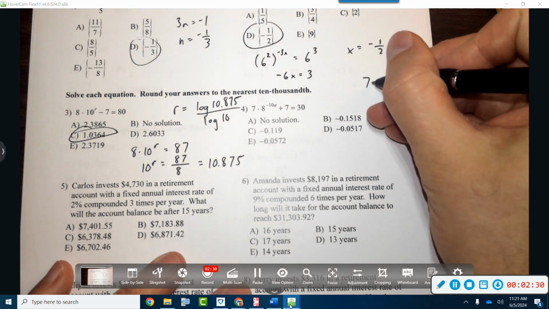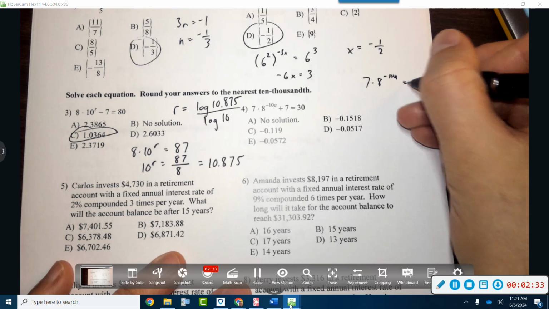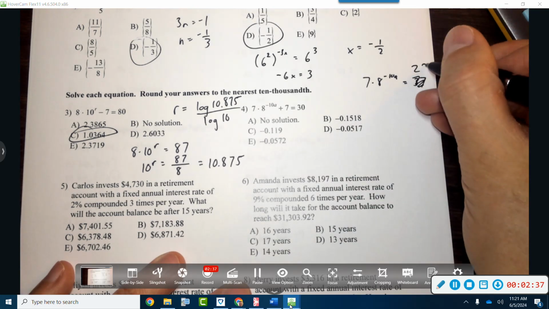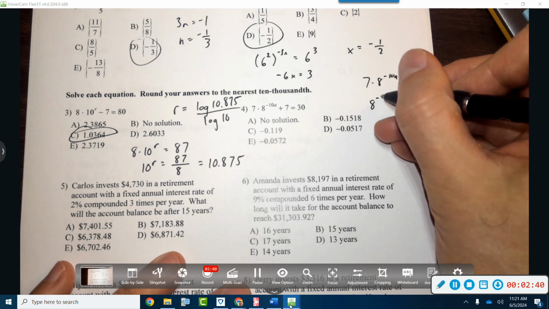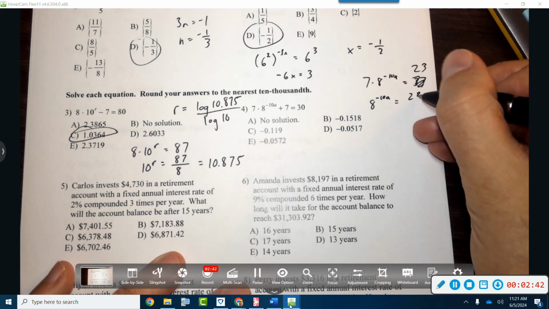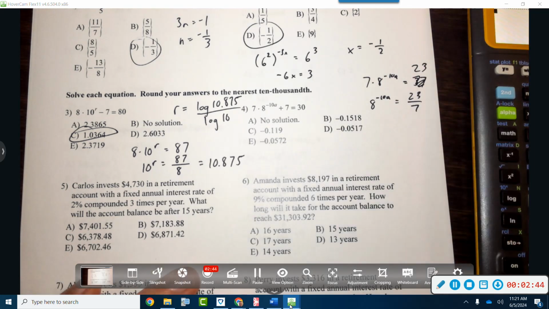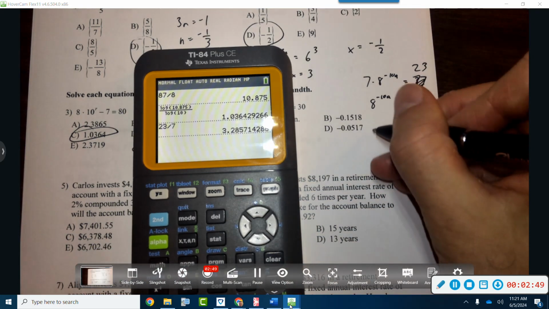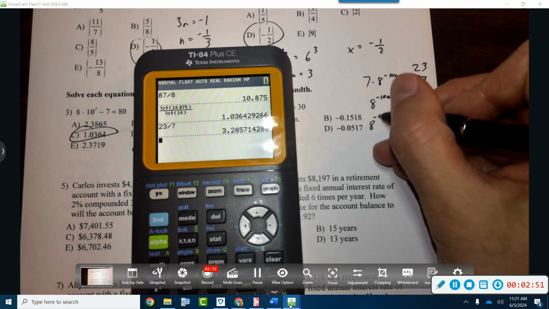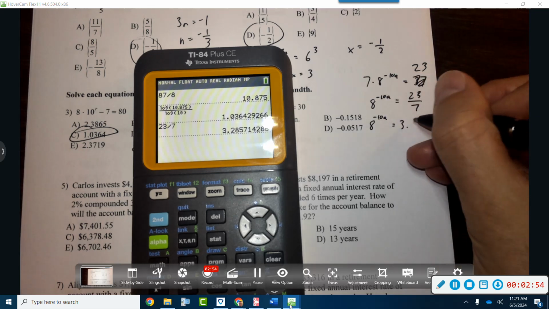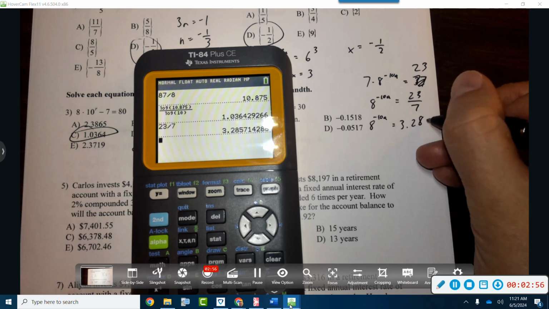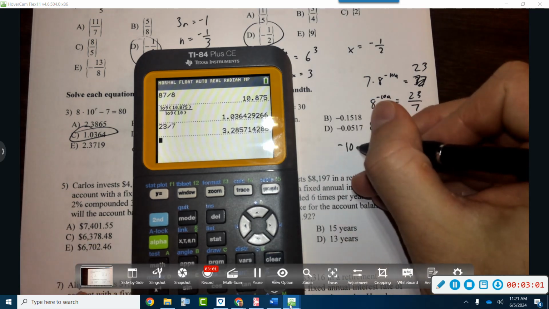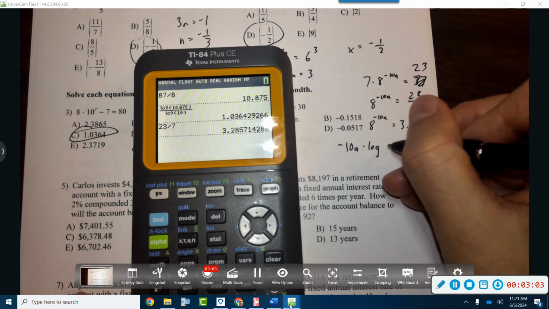All right, I'll do this a little bit more step by step here now that I got a little bit of room. 7 times 8 to the -10a equals 37. No, that would be 23. Then I'm going to divide by 7. So 23 over 7 is 3.2857.